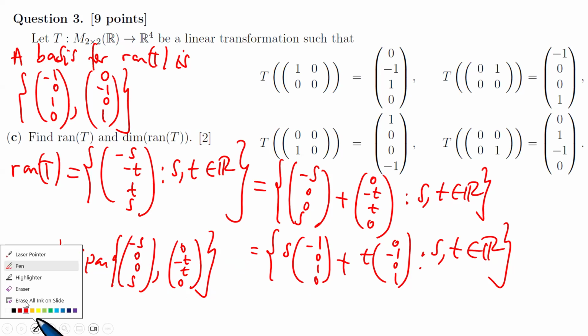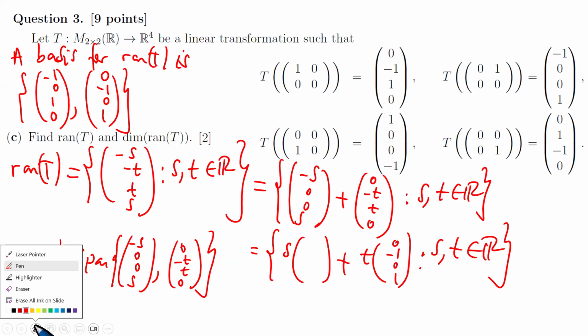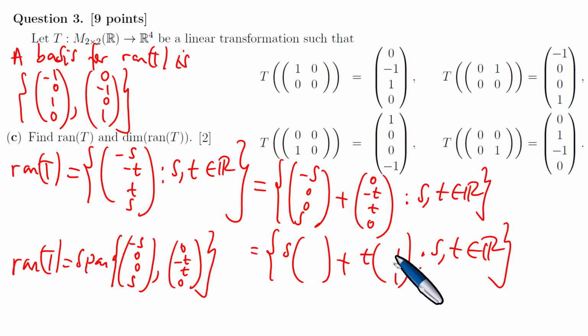So let us continue. Let me just also remove this one. When you remove this guy here, you're going to have -1, 0, 0, 1. You factor out the T, it's going to be 0, -1, 1, 0. This is what you're going to have. I just wanted to make sure we have the correct thing here. So this is exactly what we have, but this is going to be the span of that.